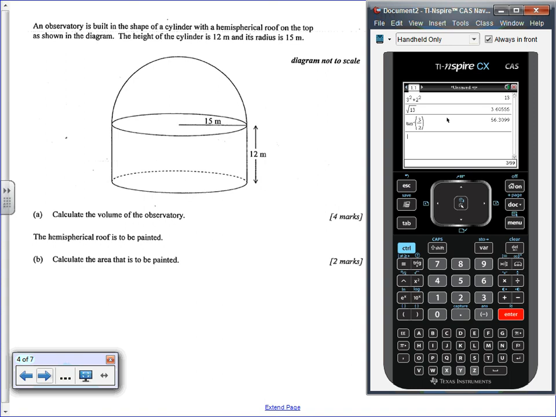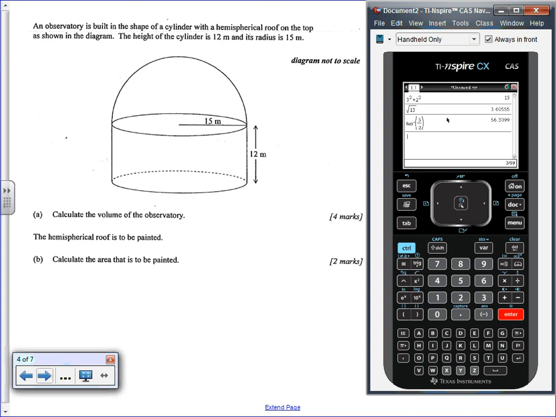Here we have an observatory. I look at the figure before I even read the question. I see I have a hemisphere and I have a cylinder. So it's two different figures put together here to give us this observatory. The height of the cylinder is 12, the radius is 15. That 15 is the radius of both the cylinder and the hemisphere. I hope that's pretty clear.